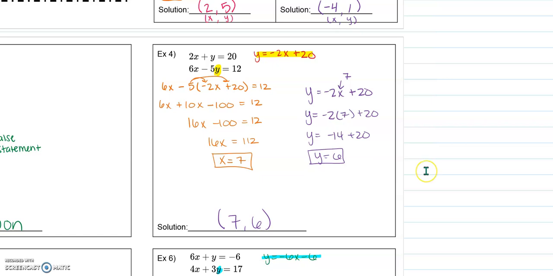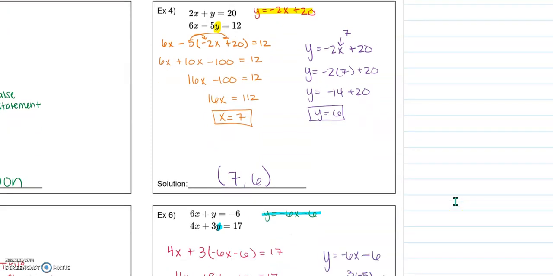We should have gotten 7, 6. Go ahead and look at the work. Pause if you need to. Pause if you need to check your solution and check your work.